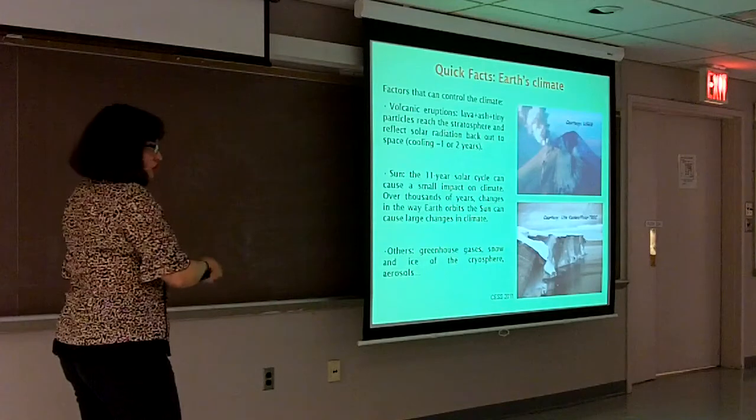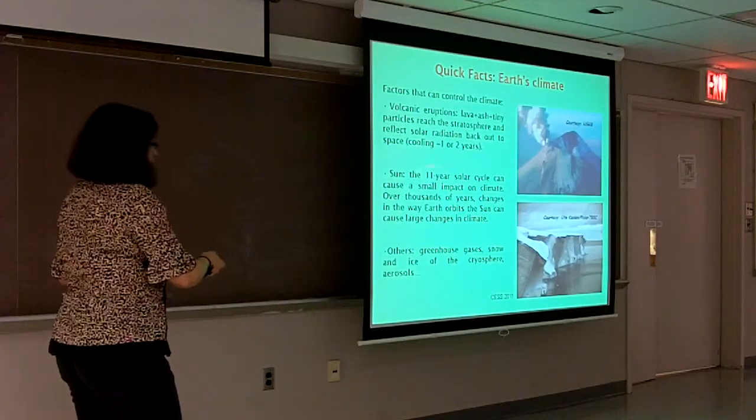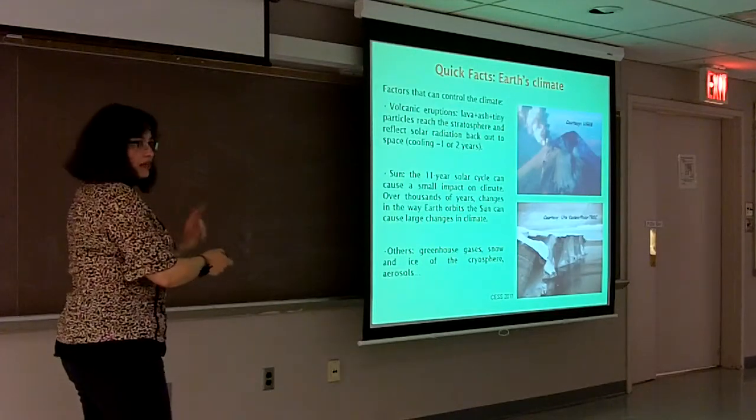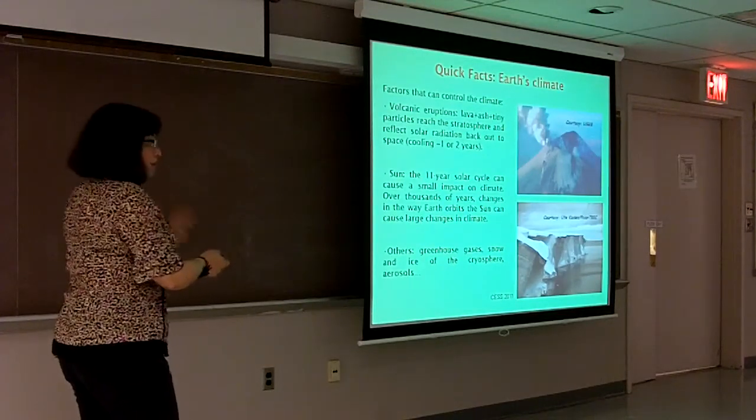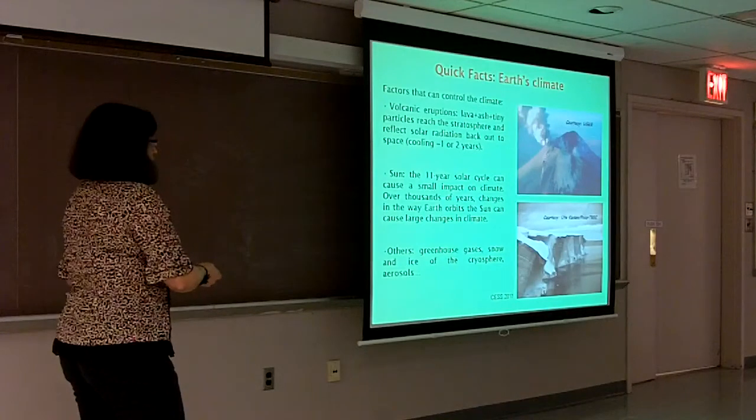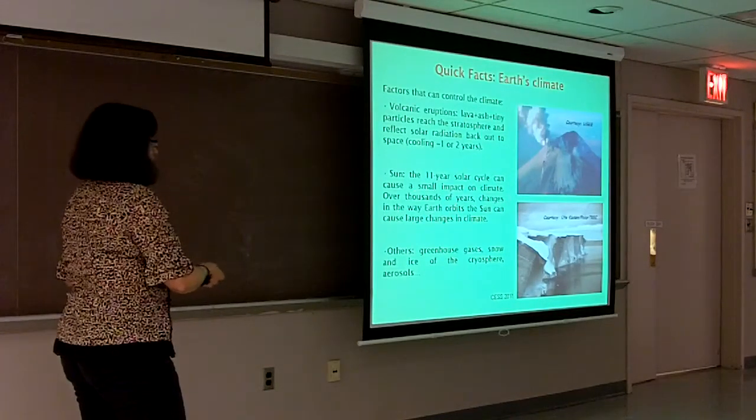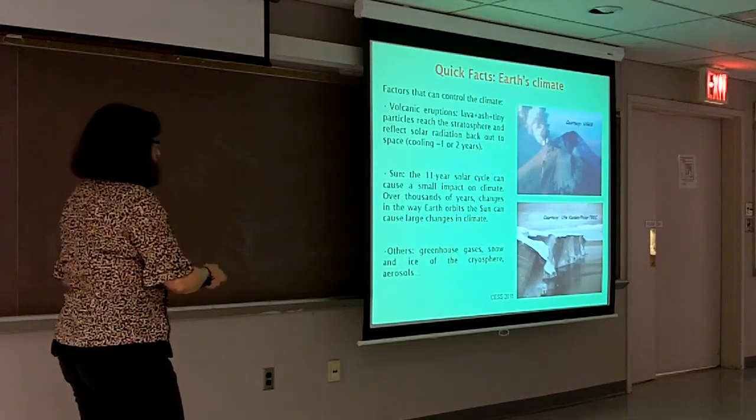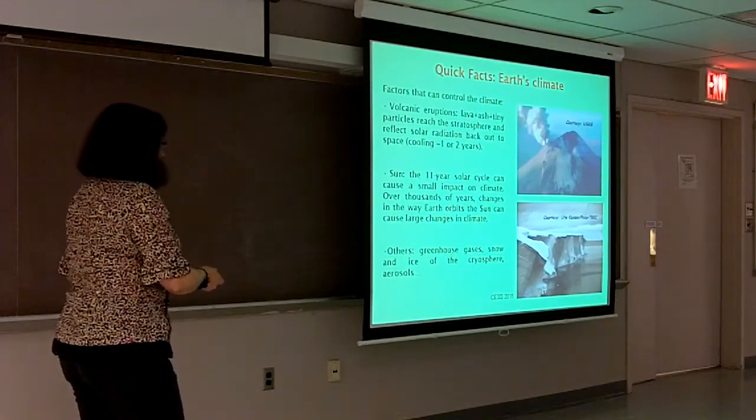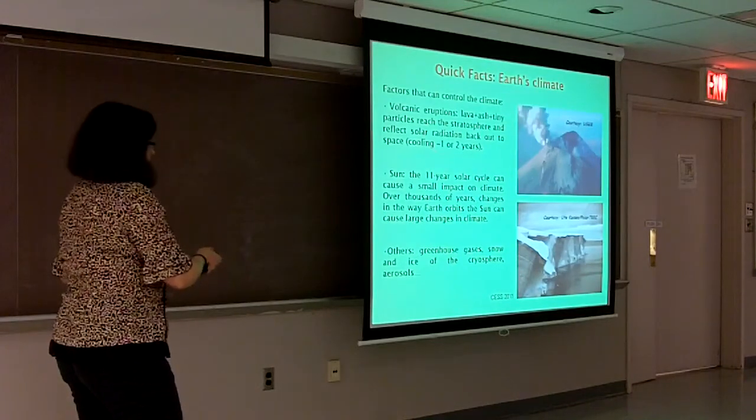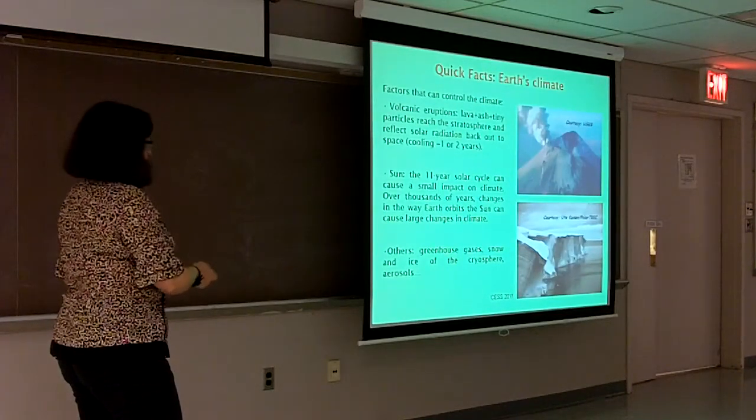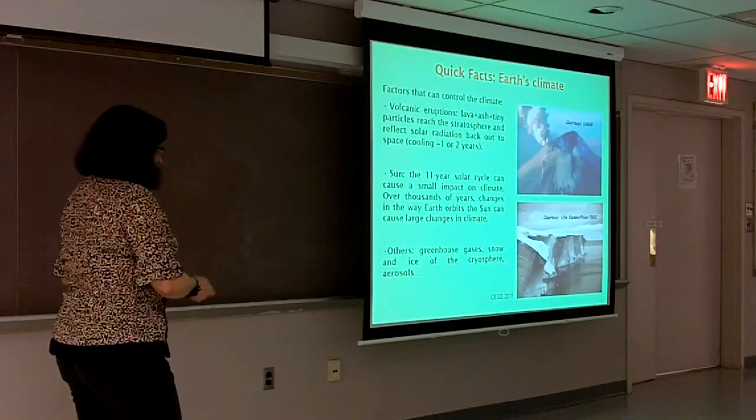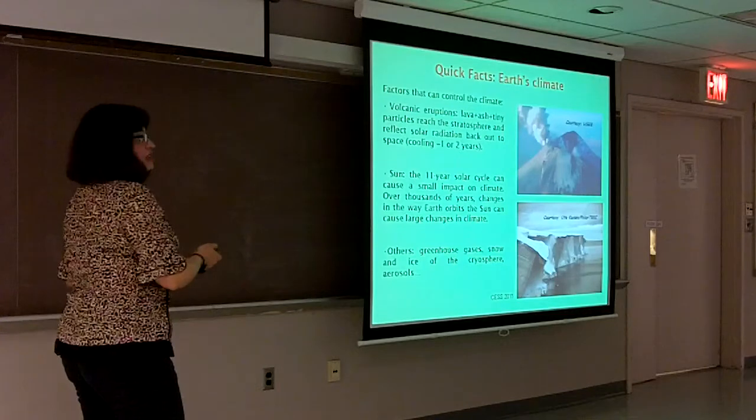Besides that, the sun, as I told you before, especially the 11-year solar cycle, can cause a small impact on climate, but over thousands of years, changes in the way Earth orbits the sun can cause large changes in climate, but it's not confirmed at the moment. Other factors that can control the Earth's climate can be the greenhouse gases, the snow, the ice of the cryosphere, aerosols, and many things, and obviously the man.